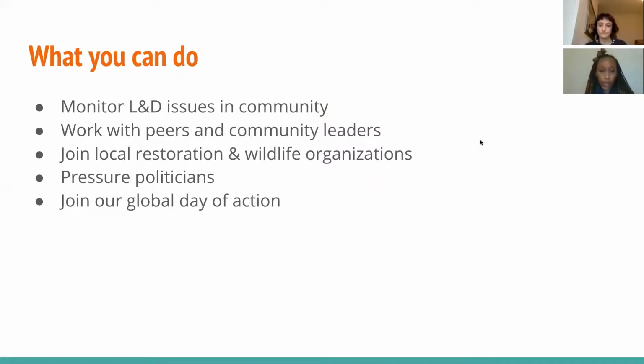So what can you do, or what can I do? As the issue is of utmost importance, we all need to work on this. You can work with us by monitoring and communicating loss and damage issues in your community. It could be by storytelling or any other way, trainings, and working with peers and community leaders to increase loss and damage knowledge, to join local initiatives aiming to respond to climate issues, and to pressure the politicians to recognize that loss and damage is way beyond the political issues. And lastly, to join our Global Day of Action.